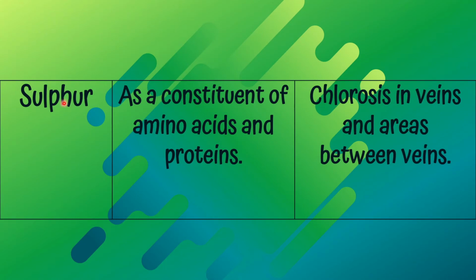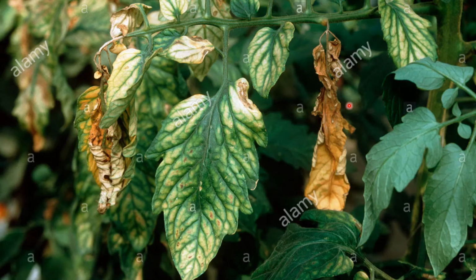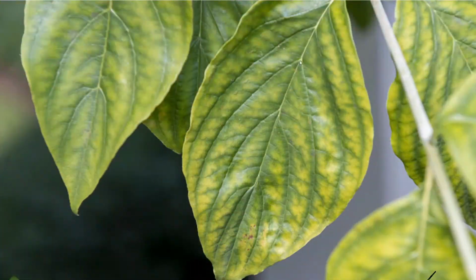Okay, the element is sulfur and the functions are as a constituent of amino acids and proteins. And the deficiency symptoms are chlorosis in veins and areas between veins. That means yellowing of veins and areas between veins. Chlorosis means yellowing, like this. The areas near veins, between veins, yellowing areas between or near veins, like this. See.